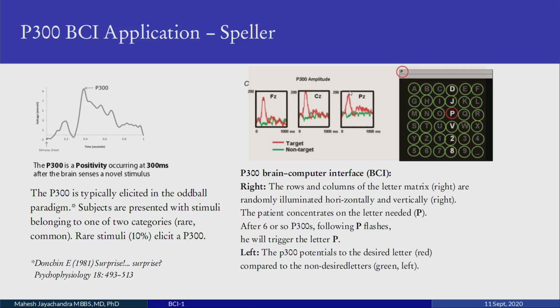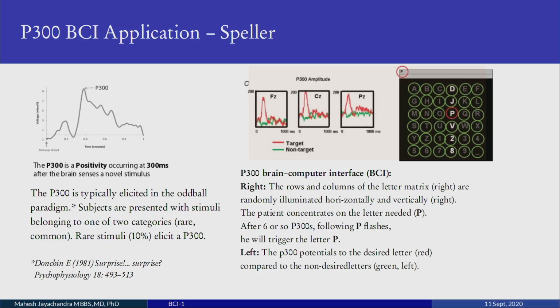Coming to the right panel, the P300 brain-computer interface, you have rows and columns of a letter matrix which are randomly illuminated either horizontally or vertically. Suppose you want to say "please". The first letter is P. So the subject focuses on when the P comes, and after 6 or so flashes of P he will trigger the letter P. As I said earlier, this is very painful and slow for us.